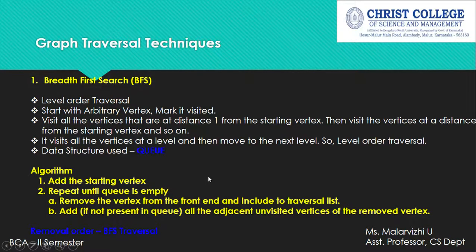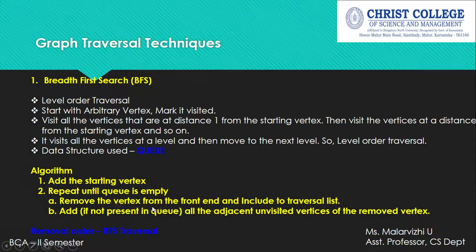Okay, so the data structure used for BFS is a queue. The algorithm says we have to add the starting vertex. The starting vertex will be mentioned in the question, or we have to take the starting vertex as the ascending order vertex or the least alphabetical vertex. Then repeat the next two steps until the queue is empty. We know very well a queue is a first in first out data structure which has two ends, the rear end and the front end. The rear end is used for insertion and the front end is used for deletion.